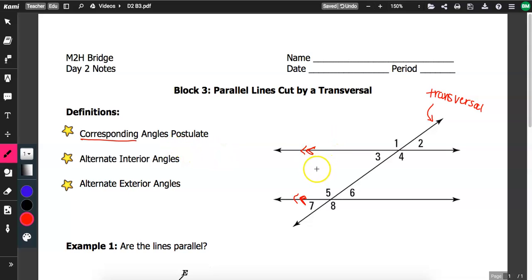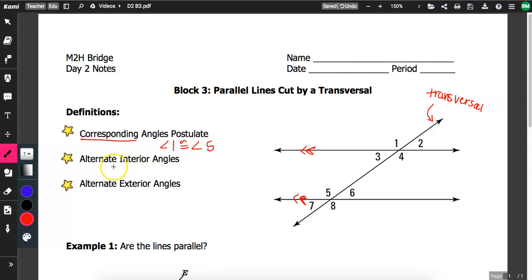In this picture, one example of corresponding angles would be angle 1 and angle 5. What we know is that these are congruent as long as those 2 lines are parallel. So angle 1 is congruent to angle 5. Other examples of corresponding angles in this picture would be 8 and 4, 2 and 6, 3 and 7, and you can see visually they look to be the same measure.